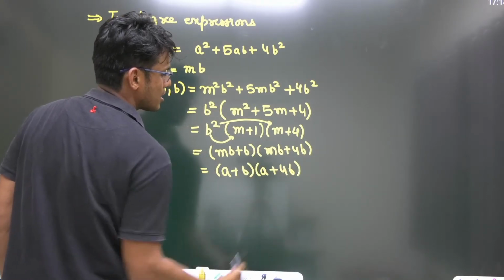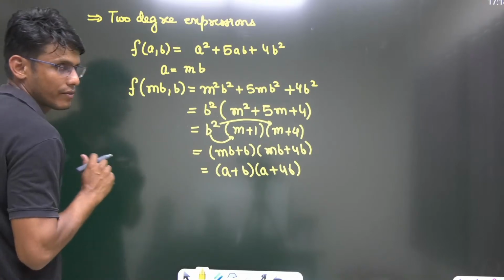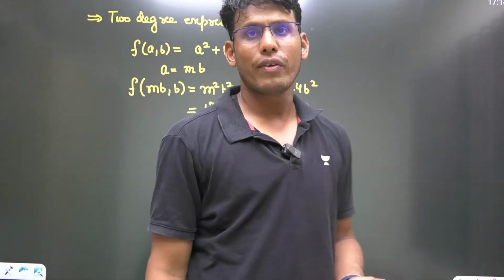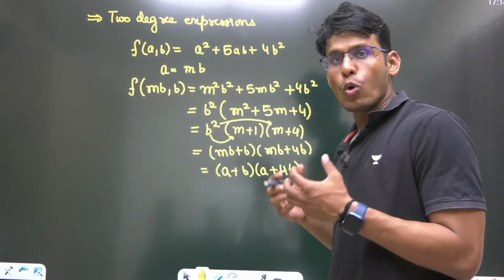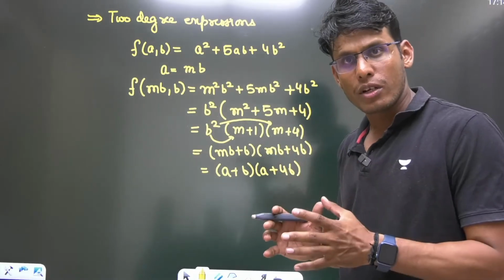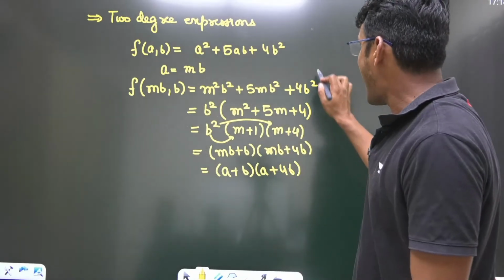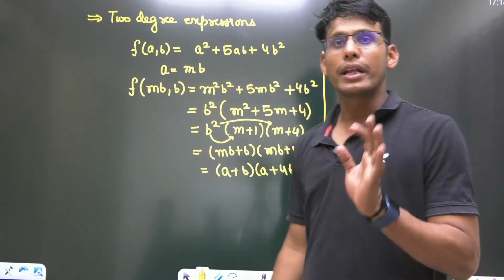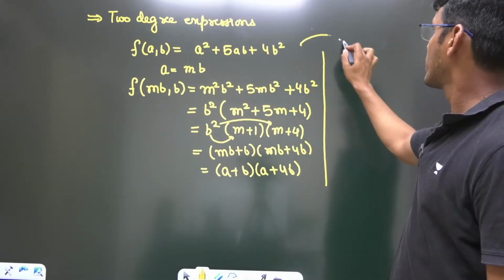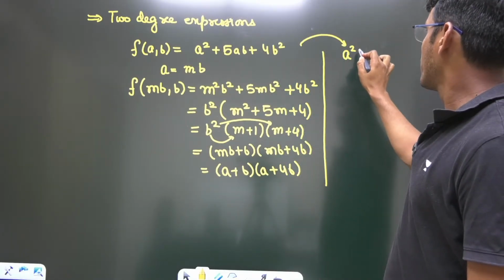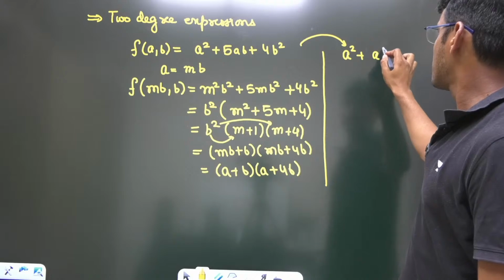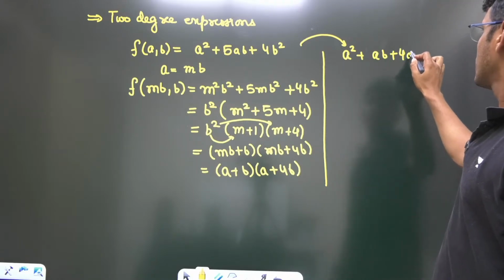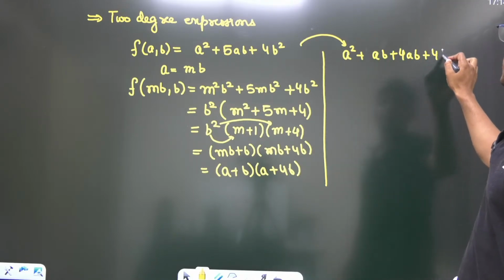And this is how you get your factorization. Initially you have to approach it using substitution. With enough practice, you can actually do splitting the middle term. Splitting the middle term can also work here. If you are thorough with your practice, you just split it like this.